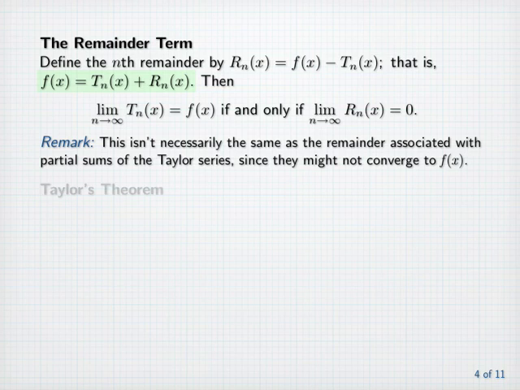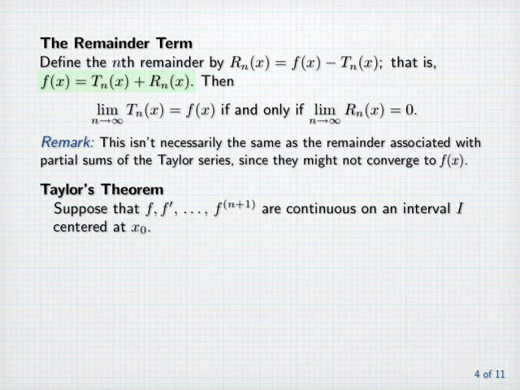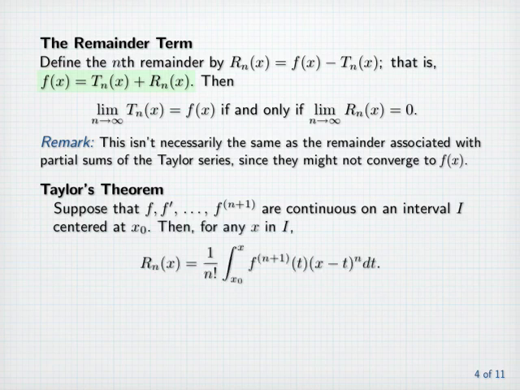Now we're ready to state Taylor's theorem. Suppose that f, f prime, and so on up to the n plus first derivative of f are continuous on an interval I centered at x0. Then, for any x in I, the nth remainder r sub n of x is equal to 1 over n factorial times the integral from x0 to x of the n plus first derivative at t times x minus t to the nth power dt. Note that this is an exact and computable expression for the nth remainder.